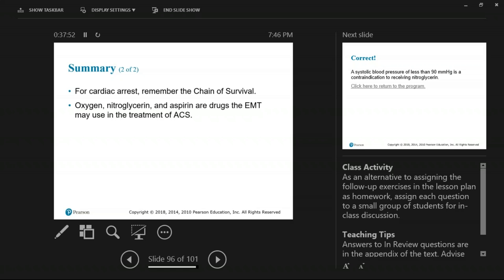So just remember, chain of survival. And for those that have acute coronary syndrome, oxygen if they're under 94%, nitro and aspirin are the drugs that an EMT may use to treat ACS.